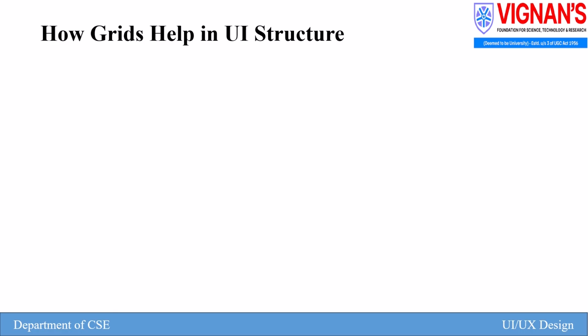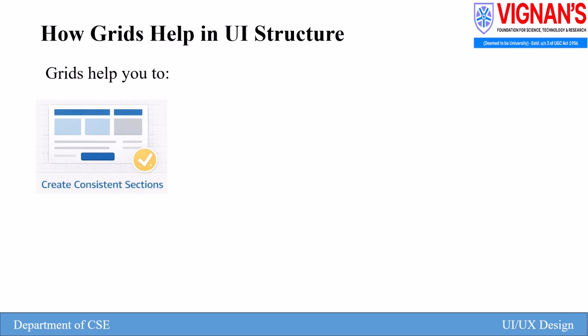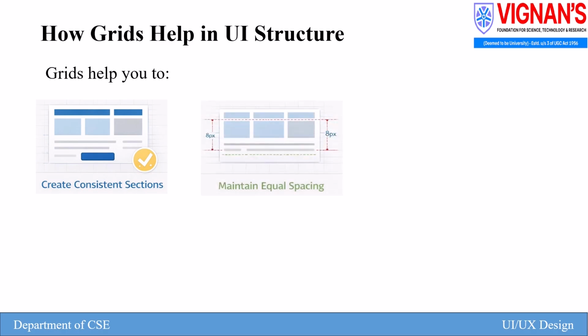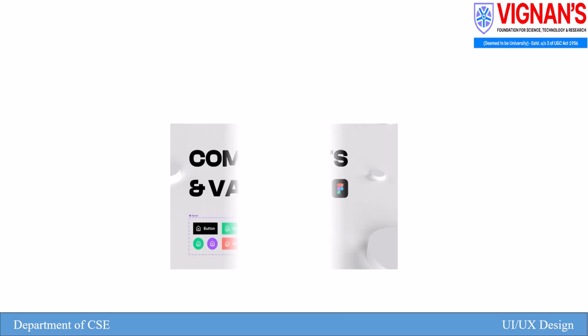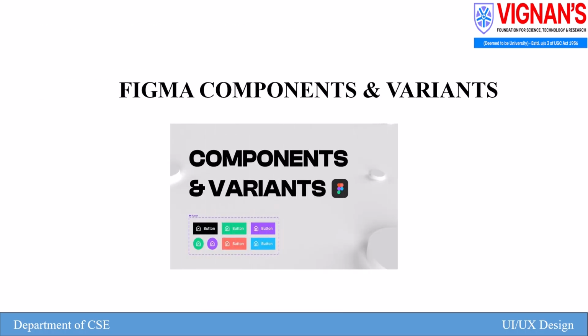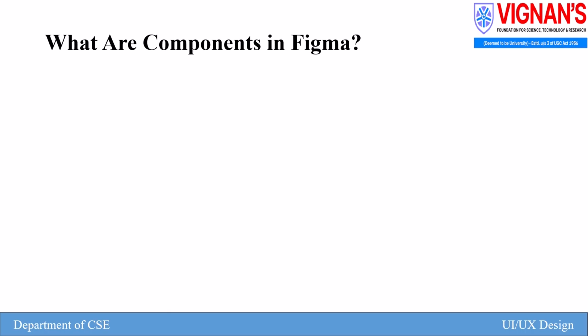How grids help in UI structure? Grids help you to create consistent sections, maintain equal spacing, avoid messy and random placements, and build responsive screens faster. Next, let's see about Figma components and variants. What are components in Figma?